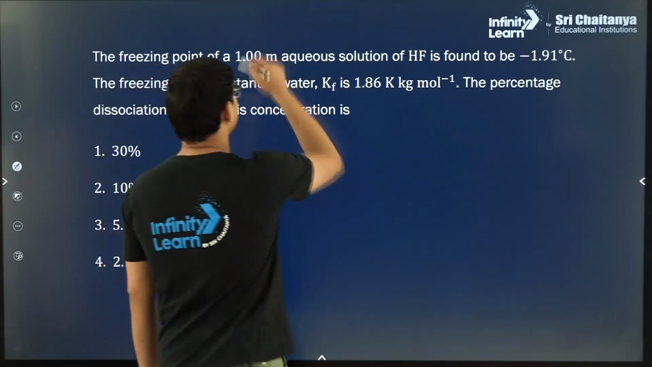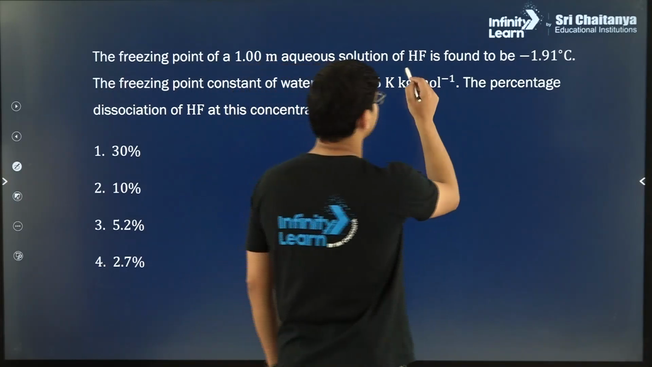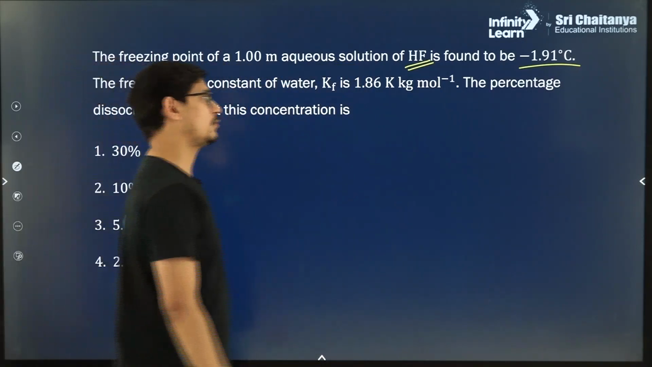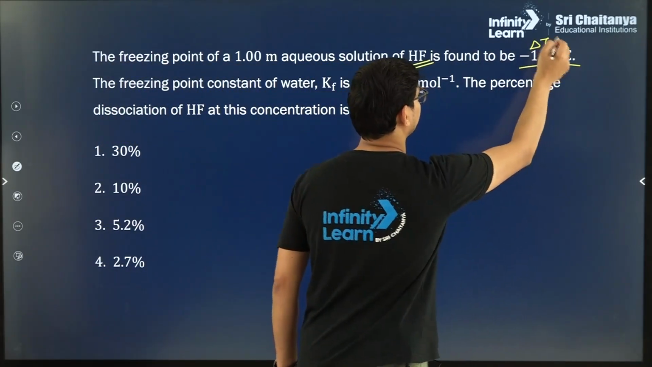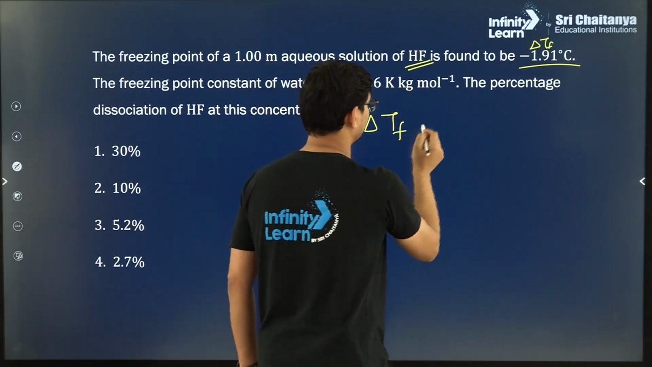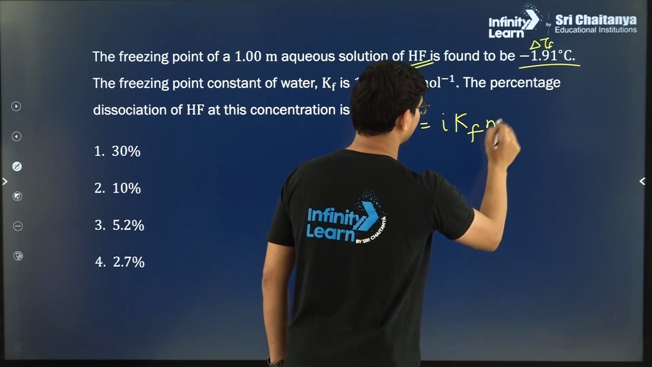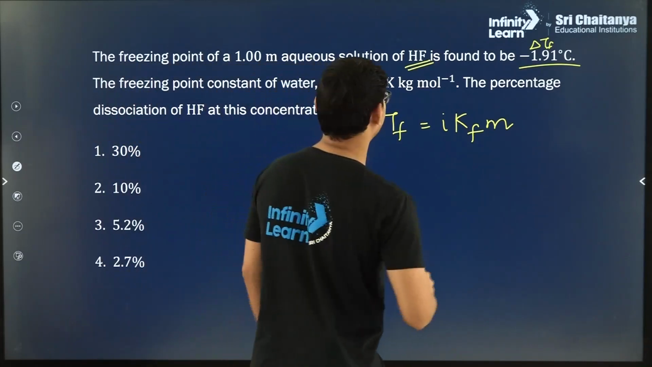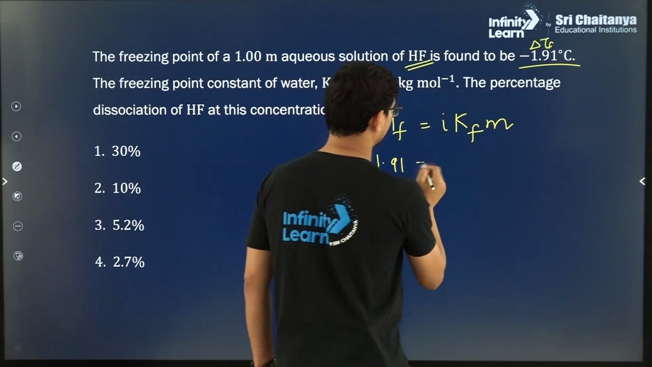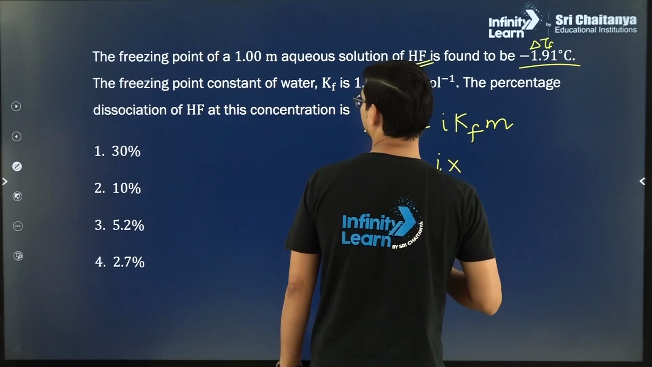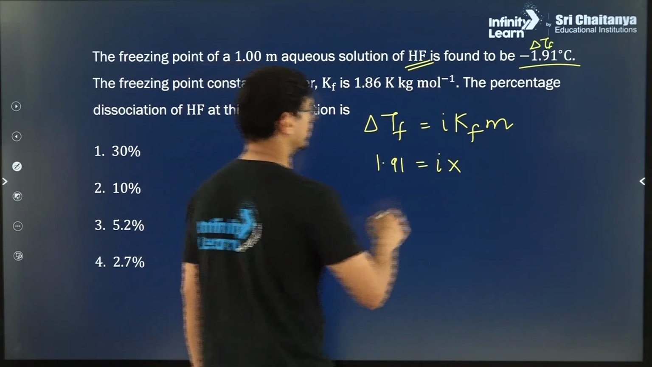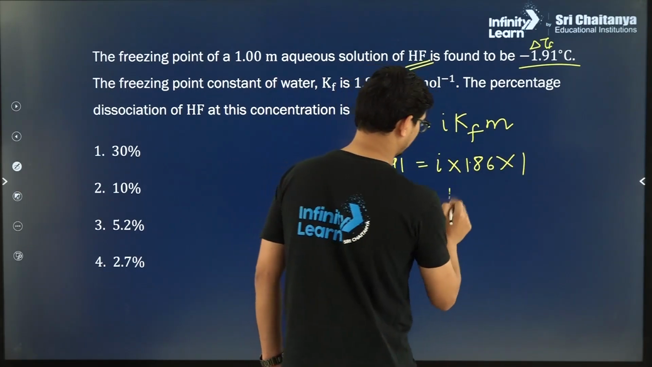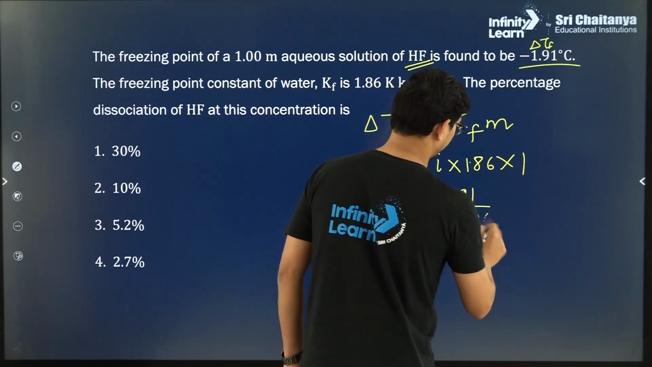The freezing point of a 1 molal aqueous solution of HF, a weak electrolyte, is found to be −1.91. Because the freezing point of pure water is 0, this is the depression of freezing point, ΔTf. We know that the depression of freezing point is ΔTf = i Kf m, right? ΔTf is given to be 1.91, and the Van 't Hoff factor we have to find out. The depression constant of water is given to be 1.86 and the molality is just 1. So the Van 't Hoff factor is 1.91 divided by 1.86.